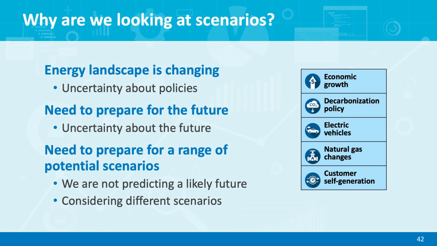The 5 key inputs, economic growth, decarbonization policy, electric vehicles, natural gas changes, and customer self-generation, are a summary of the inputs creating the most uncertainty in the pace of change. Setting specific values for key inputs allows us to calculate load projections for each scenario, which the model uses to evaluate potential new resources to meet increased demand.